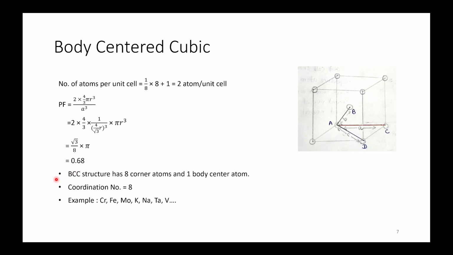And in case of BCC structures, they have 8 corner atoms and 1 body center atom. The coordination number will be 8, and examples are chromium, iron, molybdenum, potassium, sodium, tantalum, vanadium, etc.